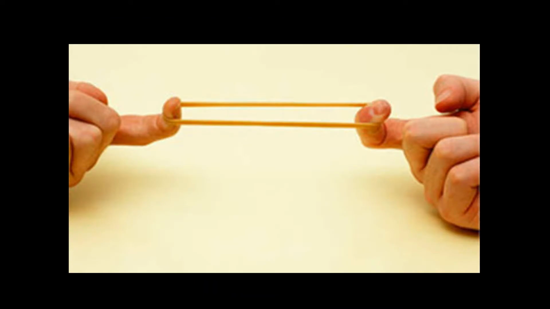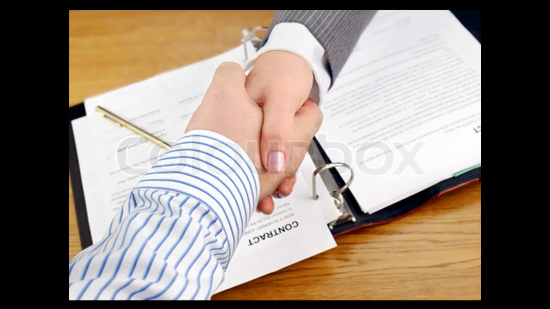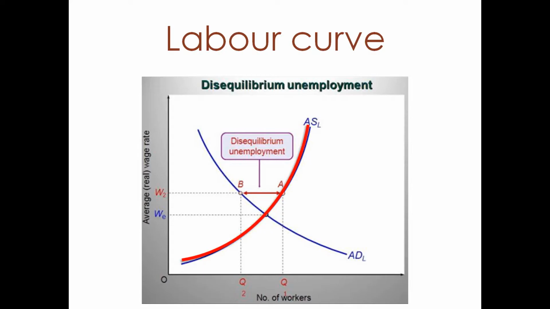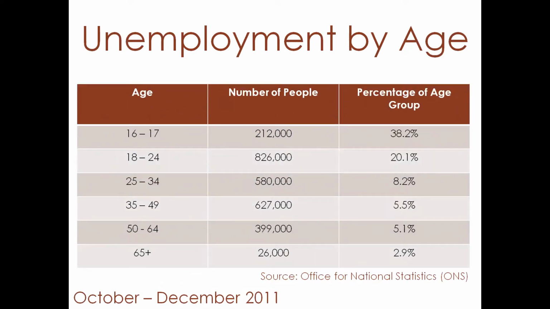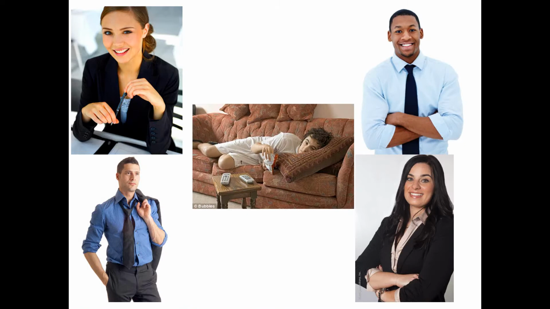However, it is not fully inelastic because a higher basic wage will encourage people to enter the labour market and the unemployed people will be more willing to accept jobs instead of looking for higher paid ones. This increase in women will force the curve to shift to the right. There is a significantly higher percentage of people under the age of 24 unemployed, with 38.2% of 16 to 17-year-olds and 20.1% of 18 to 24-year-olds out of work.